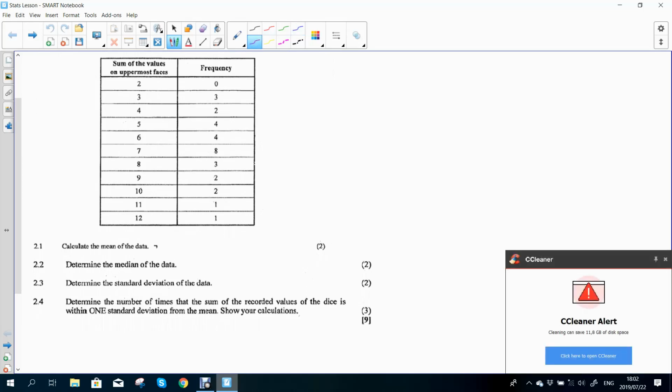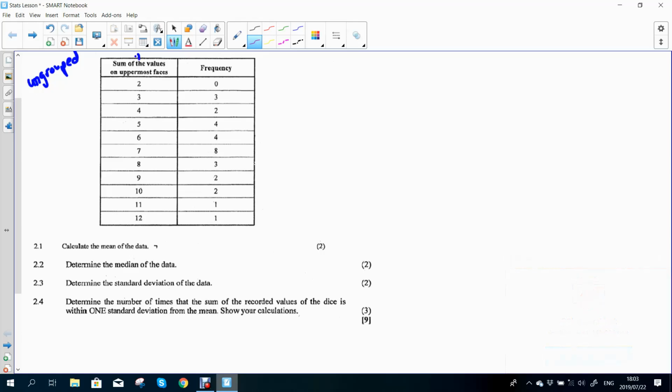So what you will see here is that we call this set of data ungrouped data. How do we know that this is ungrouped data? If you look at the data they give in the first column, it's just one number. There's not a group interval given. For instance, the first number is 2, the second number is 3, and so forth. So there are no intervals, which means you are using ungrouped data in this case. Then they say calculate the mean for 2 marks.